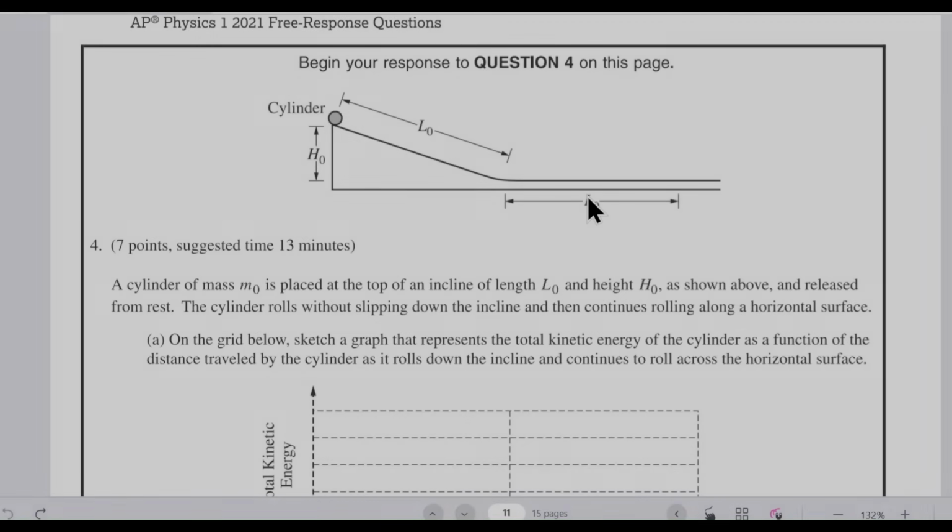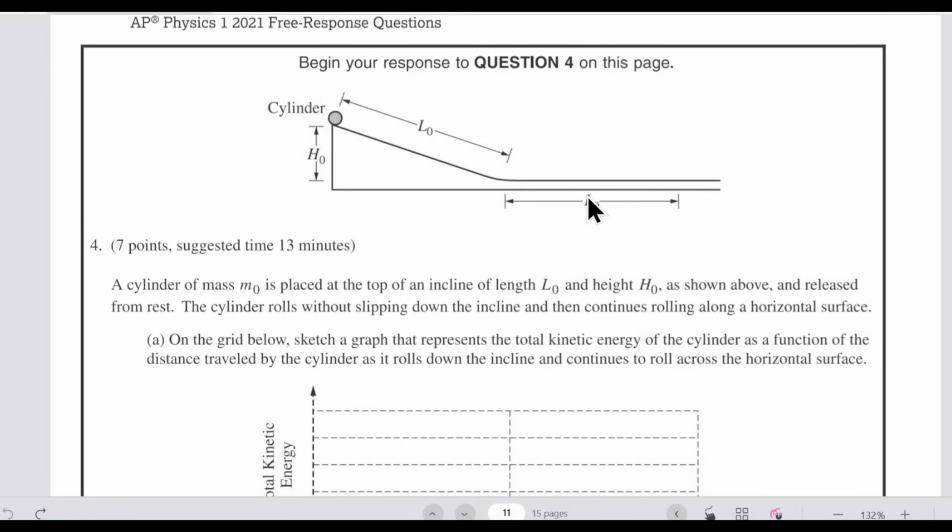Okay, this short FRQ from 2021 AP Physics 1 is based on rotation. It says that there is a cylinder of mass m naught placed at the top of an incline, where the length of the incline is L naught and the height is h naught. After reaching the bottom, it also rolls without slipping on the floor.